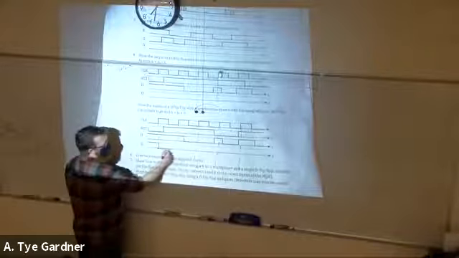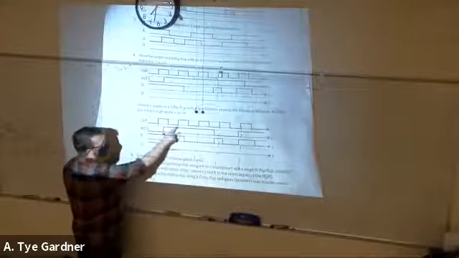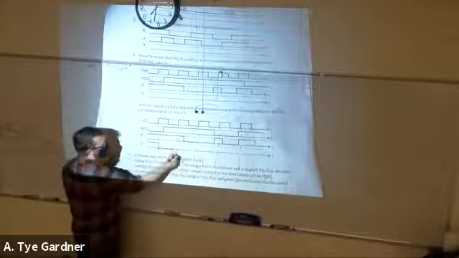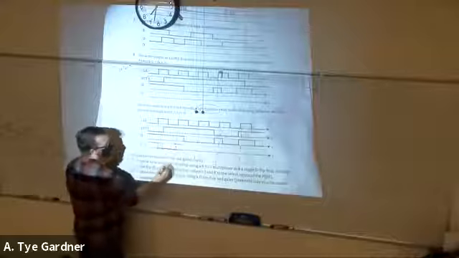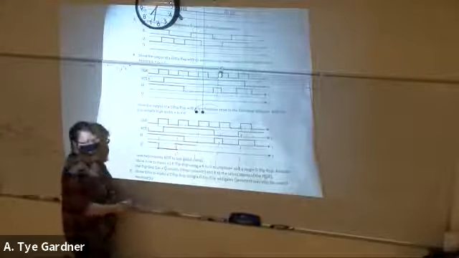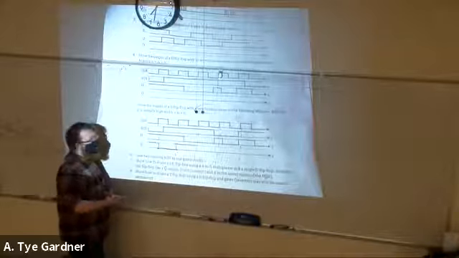Nothing changes until the next opportunity. Clock hits, we're not resetting, so we take D. 1. Nothing can happen until the next rising edge of the clock, right? So this is what you want to do.